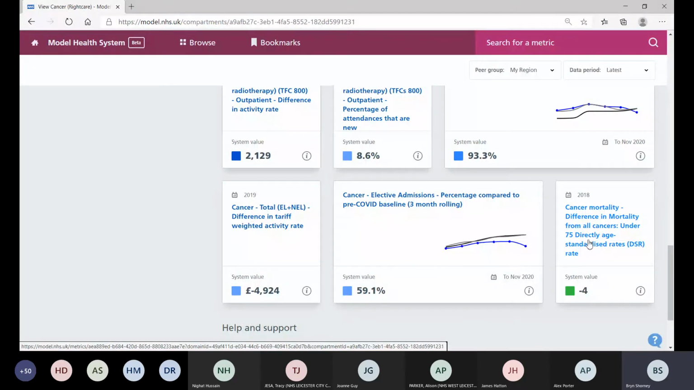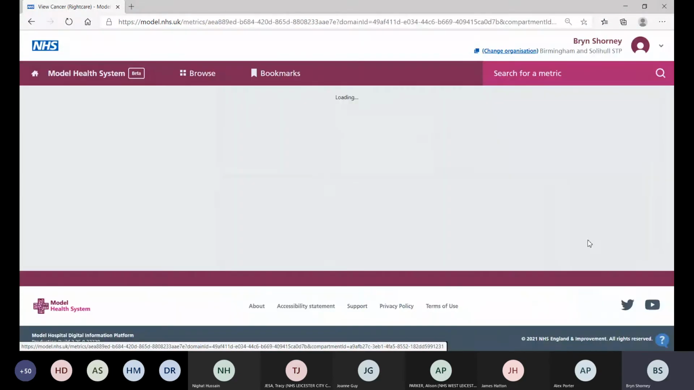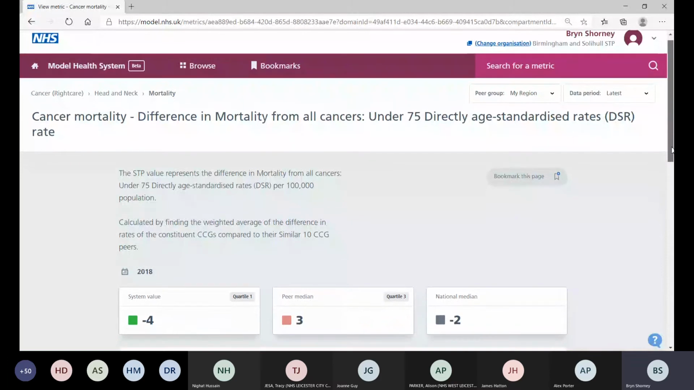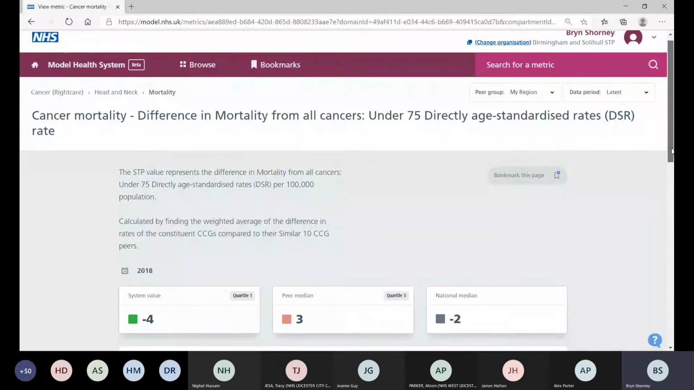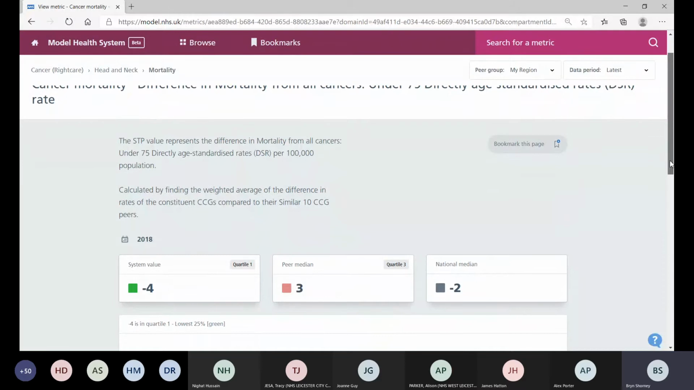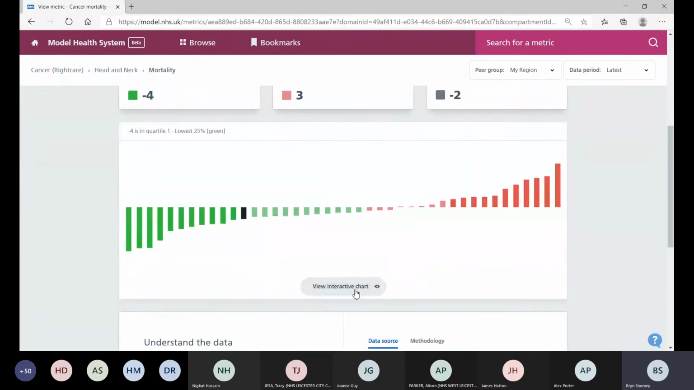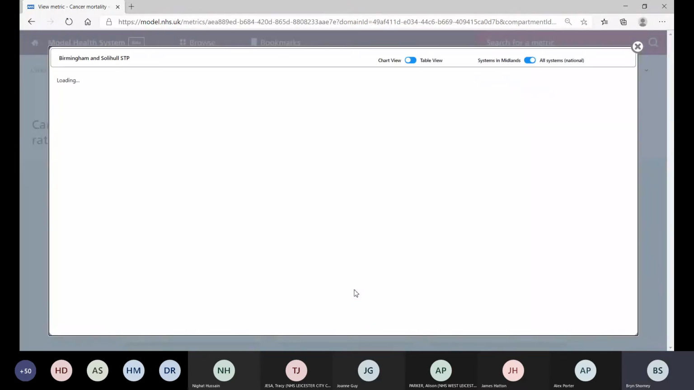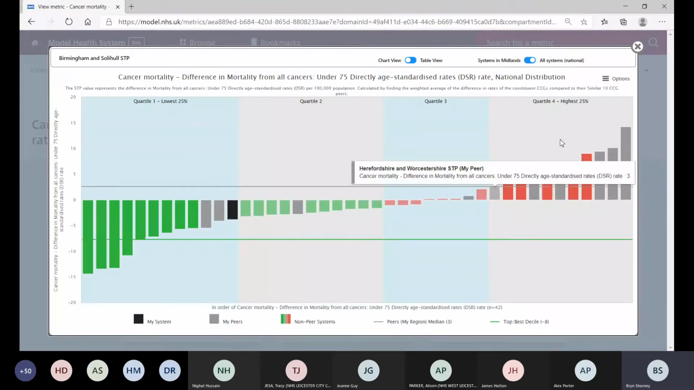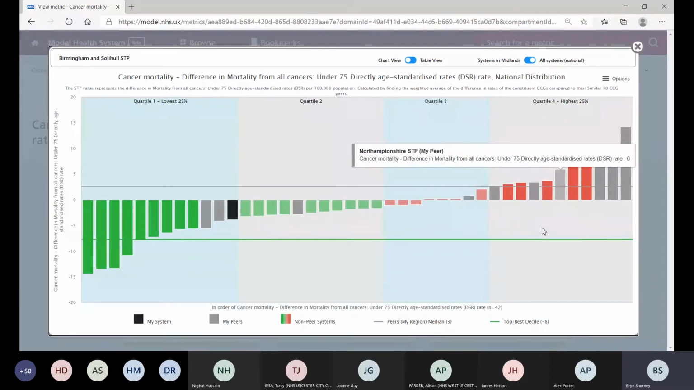Again, I can click through to this one. This is the directly age standardized rate of mortality for cancer for people aged under 75. And again, you can click into this. And just to reiterate, this is built up from the CCG level compared to its similar demographic peers.